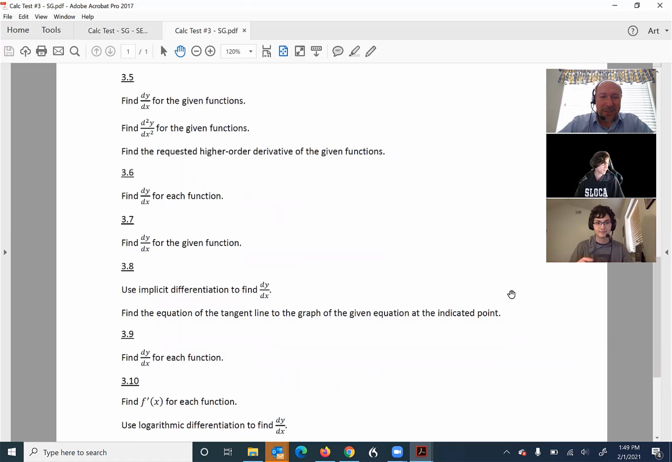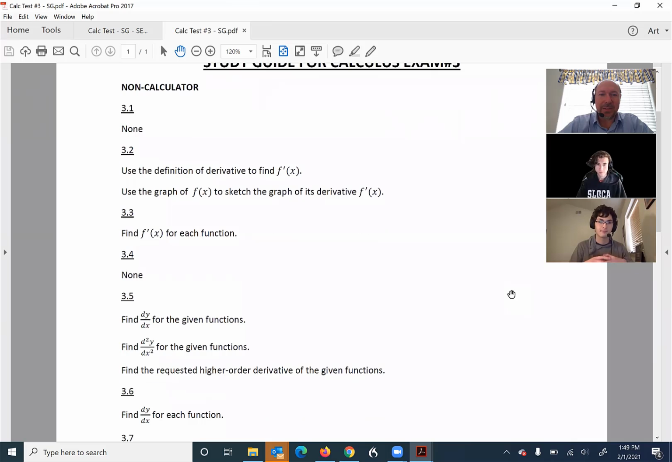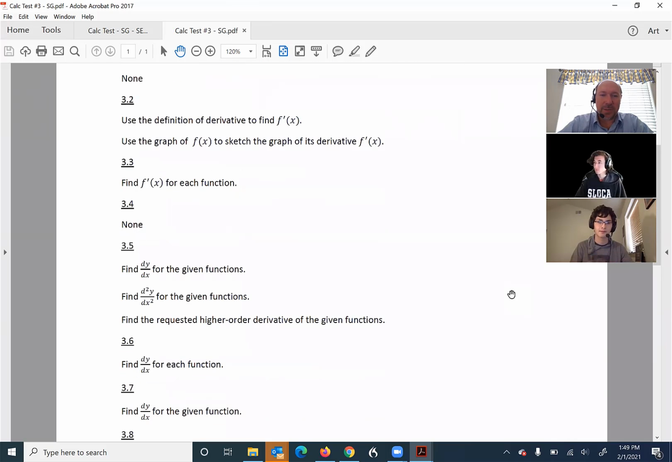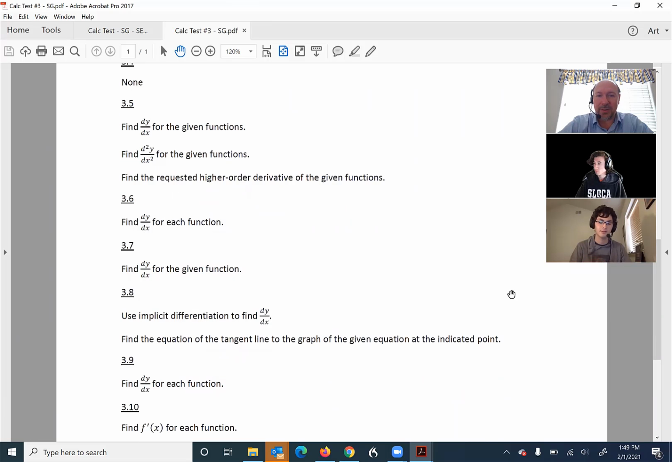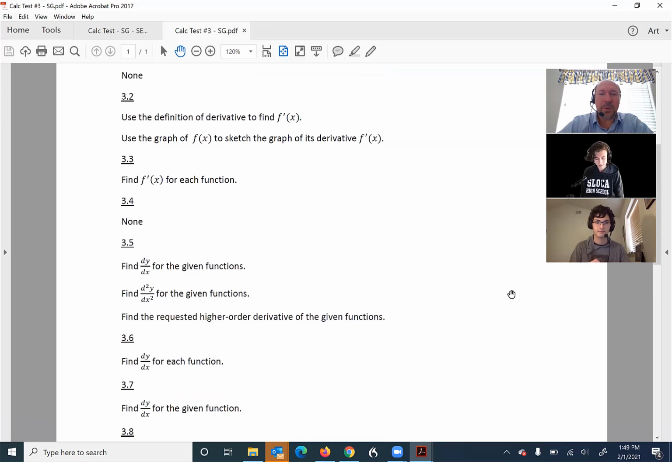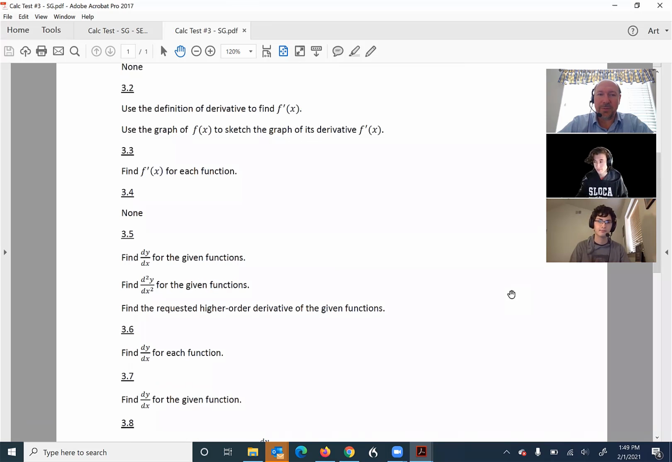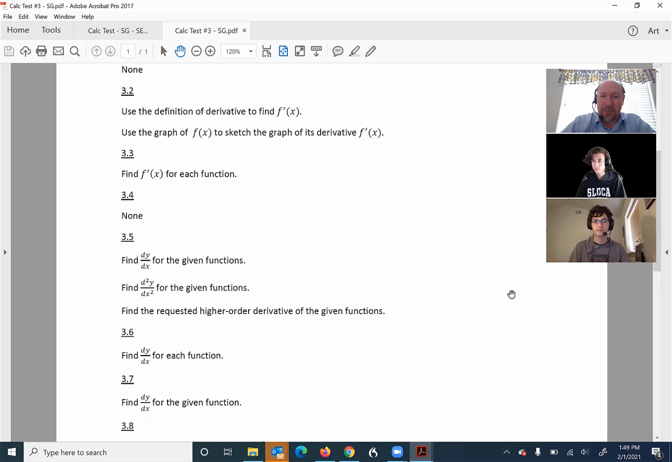Okay, guys, real quick here, just so we see it. Chapter 3, this is in front of you guys here. I'm really interested in just making sure you guys can take derivatives of functions. That's the main goal here. Section 3.2 started off by using the definition of the derivative. Can you sketch the graph? That was 3.2 as well: use f of x to sketch the derivative.